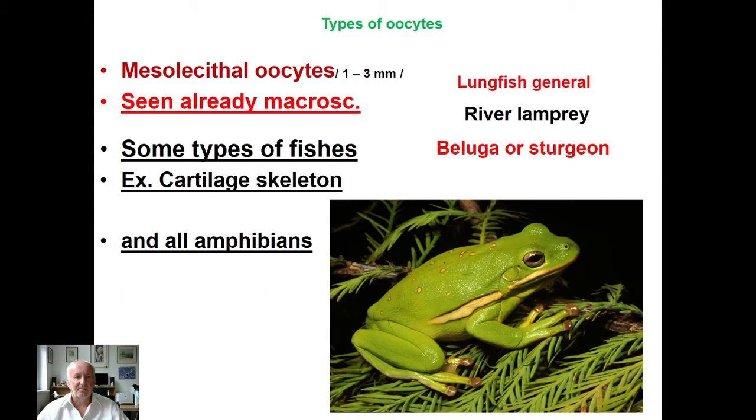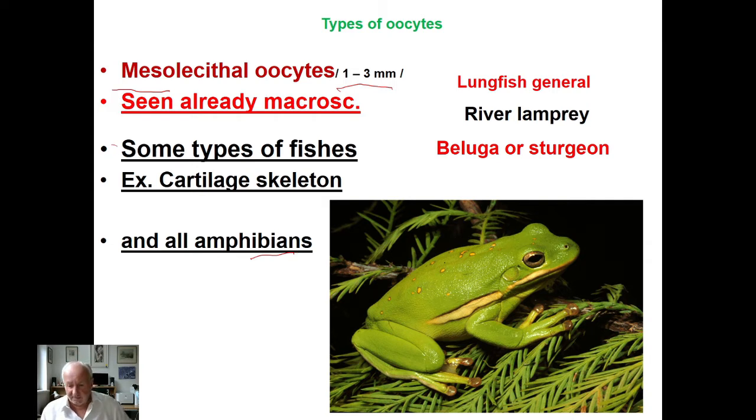Types of oocyte, let's move to bigger. You see a new name at the beginning, meso. Meso, something between, meso, middle. Lekitos, yolk. Those oocytes you can see already with your eye, you don't need a microscope. So, some types of fishes, maybe you know the names, lamprey, beluga, lungfish in general. So some types of fishes, and of course all amphibians have this type of oocyte, mesolecithal oocytes.